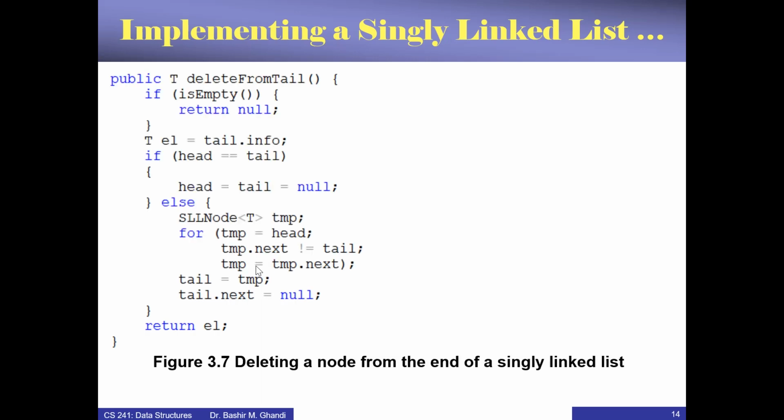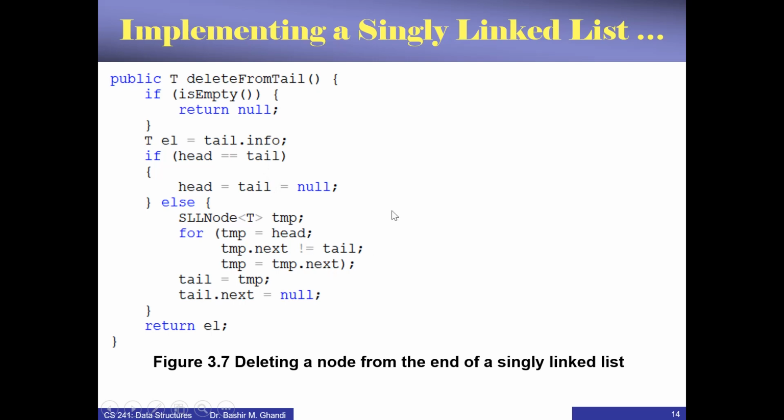The last method is delete from tail. Now, delete from tail is slightly more expensive, actually, than delete from head in the case of a singly linked list, as we shall explain now. Again, there are three scenarios, like the delete from head. We can have the list as empty. So in that case, there is nothing to do. It's exactly as I explained before. Simply return null. It could also mean the list has only one node, or it has more than one node.